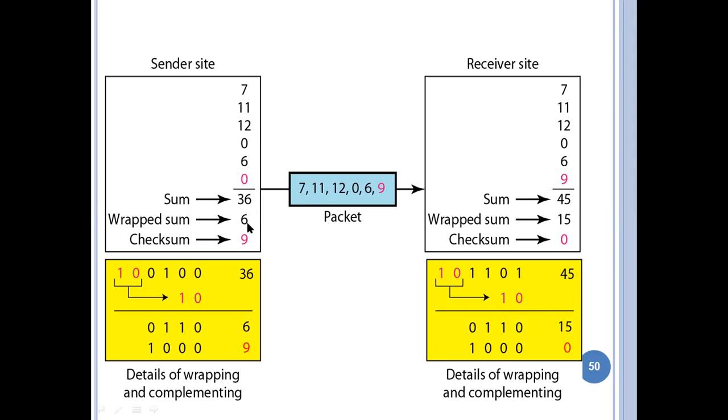So a wrapped sum is transmitted: 7 11 12 0 6, 36, 1 0 6 and 9.